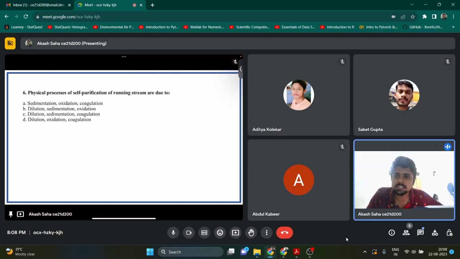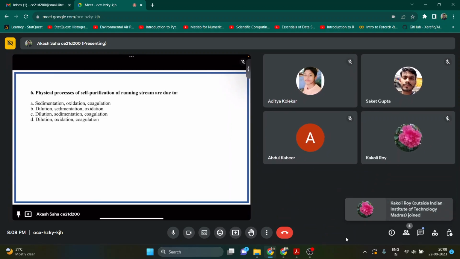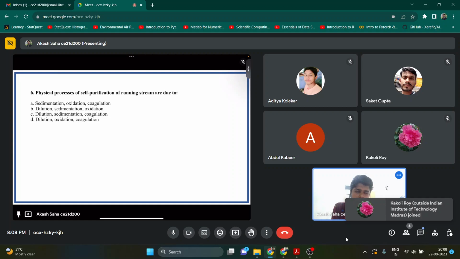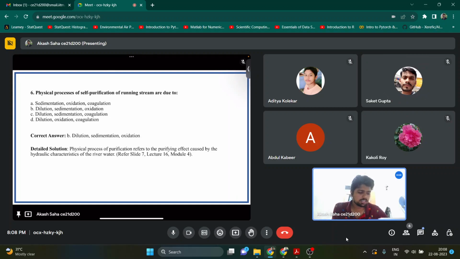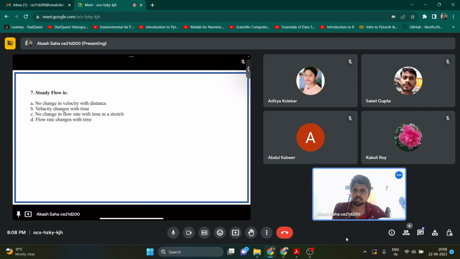Okay. Physical processes for self purification of running stream are due to. So we have to identify which of the options have all the physical processes. We are talking about physical processes. So which of the options have only the physical processes? Option B. Yes, because others will have the coagulation. So it's the option B.